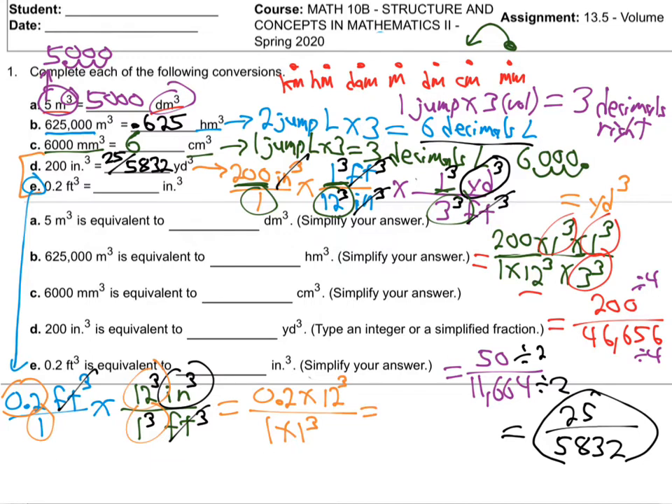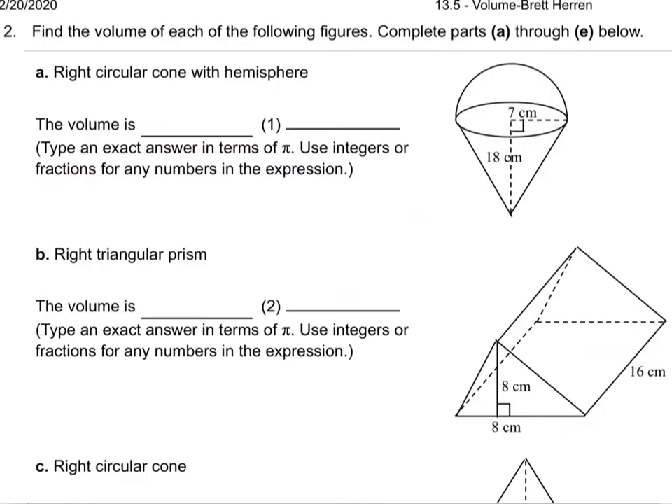Use your calculator on the top. 0.2 times 12 3 times. I'm getting 345.6. There we go. Let us do a decimal on this one. 345.6 cubic inches. There we go. All right. On to number 2.